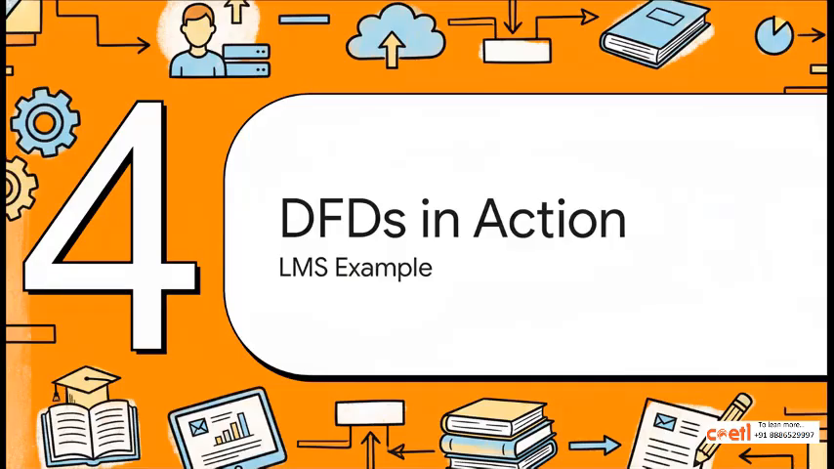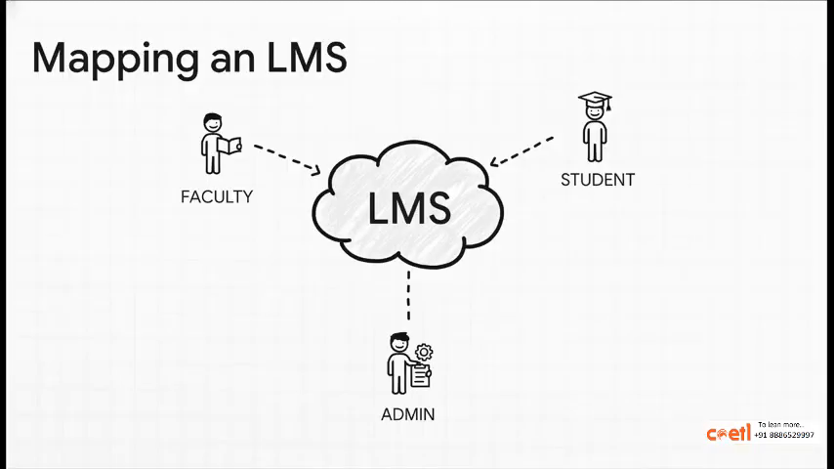All right, that's enough theory. Let's make this real. We're going to quickly map out a simple, totally relatable example: a learning management system, or an LMS. So first things first, who's interacting with our system from the outside? In this case, we've got three key entities: the faculty, who provides the course materials, the student, who uses them, and an admin, who helps manage the whole thing.